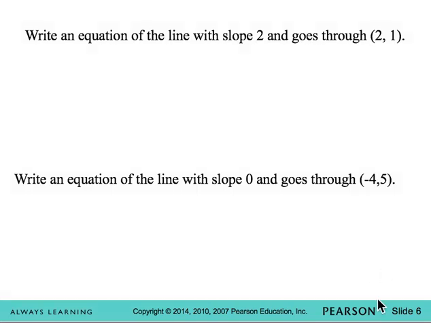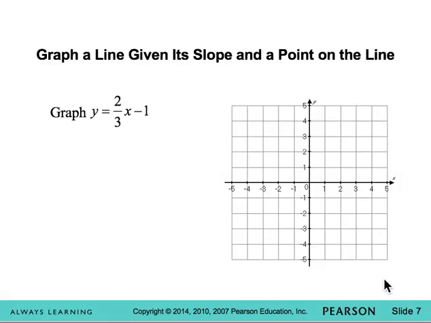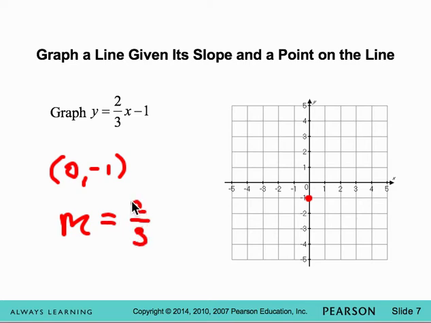Okay. Let's see what this does for our graphing. If I've got an equation now that's solved for y and I'm trying to graph it, I know that my y-intercept is the point 0, -1, and that point is right here. And I know that the slope is 2/3. This means if I go up 2 and over 3, that's another point on the line. And I can easily get 2 points.